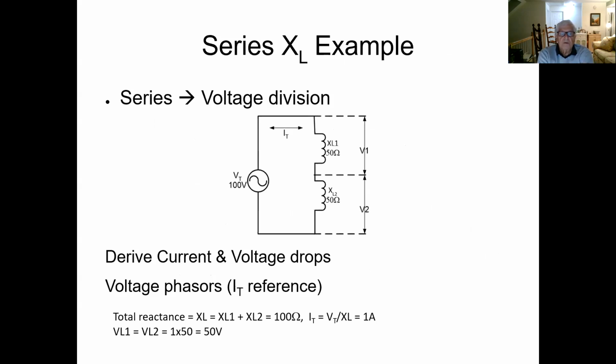So, a series XL example. Here's one where we've got two inductors in series. Just add those two up to give us a total of 100 ohms. So the total current is just going to be 100 volts divided by 100 ohms to give 1 amp. So the VL, the voltage drop across each one, since XL1 is equal to XL2, they're going to have the same voltage, which is 1 amp times 50 ohms, or 50 volts.